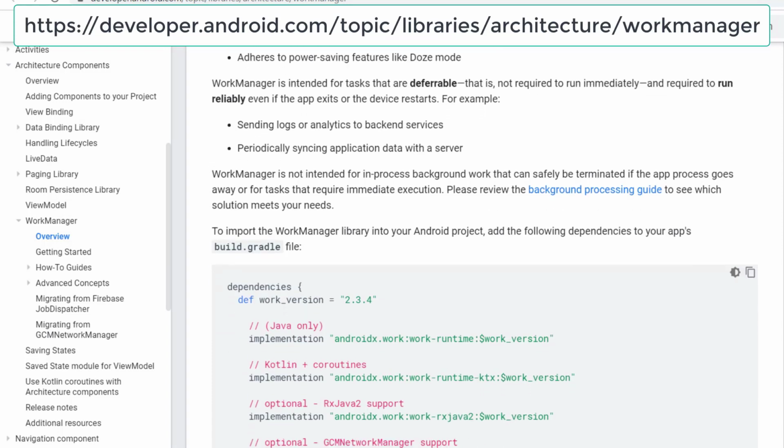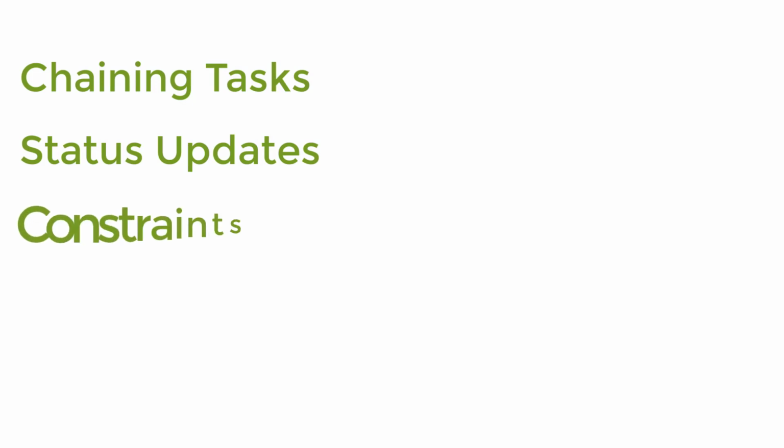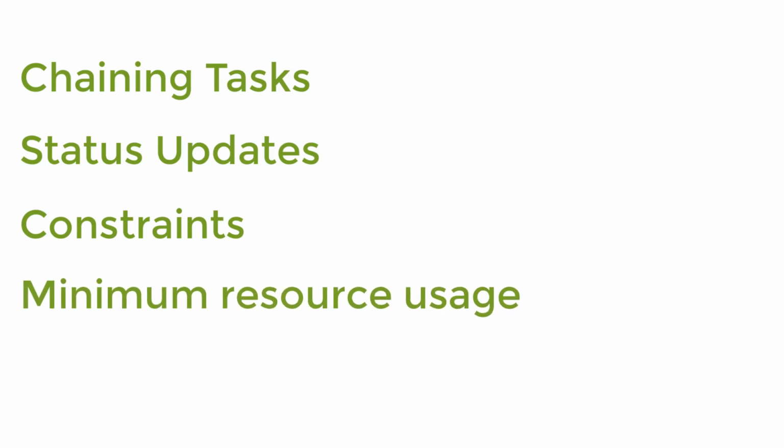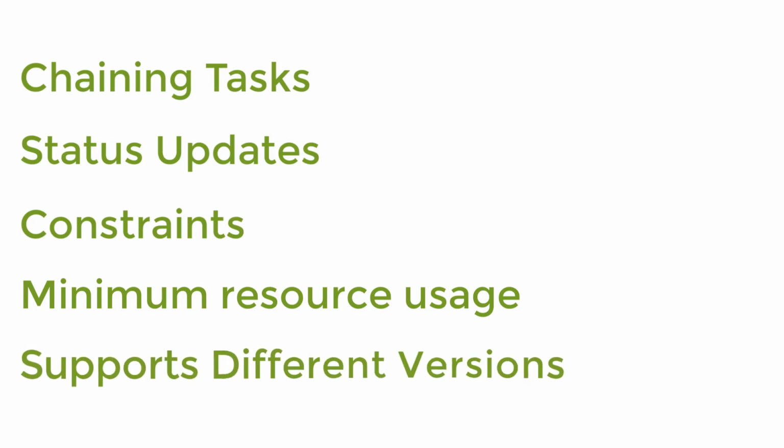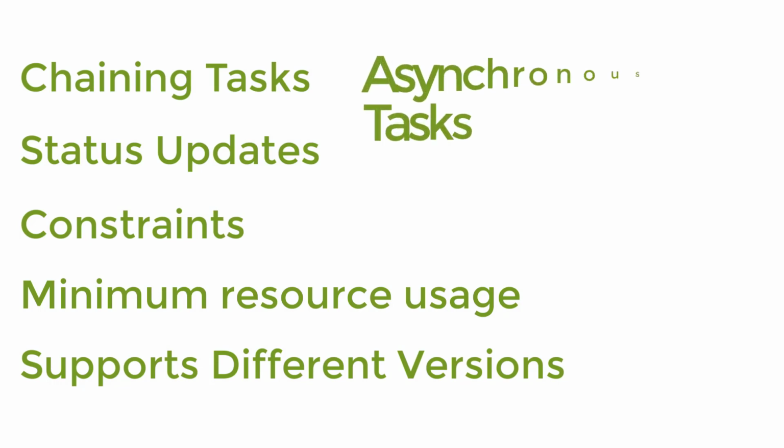WorkManager offers a lot of advanced features. It supports chained tasks. WorkManager provides status updates as live data. It allows us to set constraints on when the task runs. WorkManager uses less amount of system resources like battery power. It handles compatibility with different Android versions. It supports asynchronous tasks. It also supports periodic tasks.